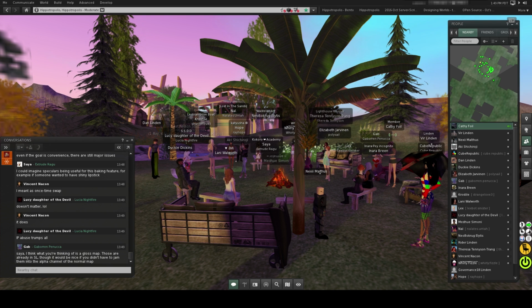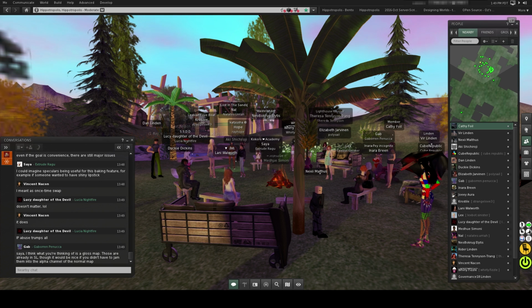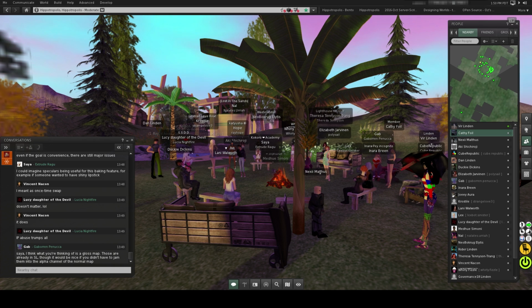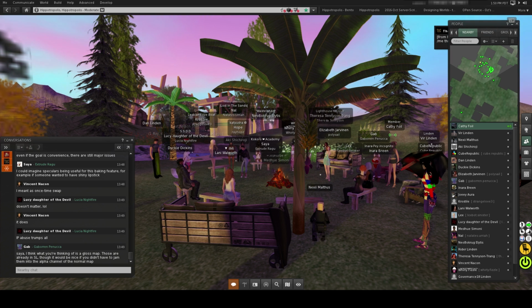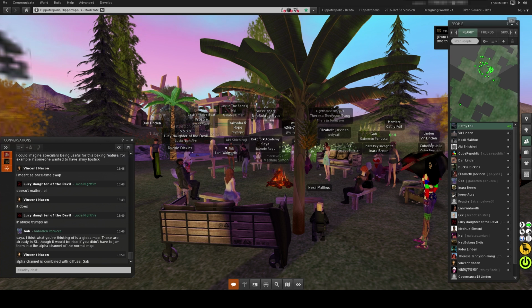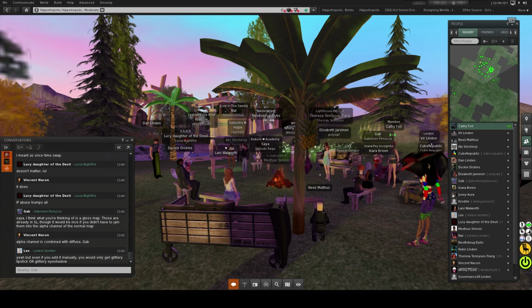You could still add those manually to an object that was receiving the baked textures, I'm assuming. So say you have a mesh avatar, a custom mesh avatar, and you're receiving the baked textures from your real avatar, you could still apply those other spec maps and normal maps to that custom avatar. It would just have to be applied manually.